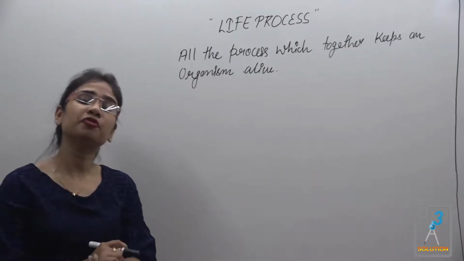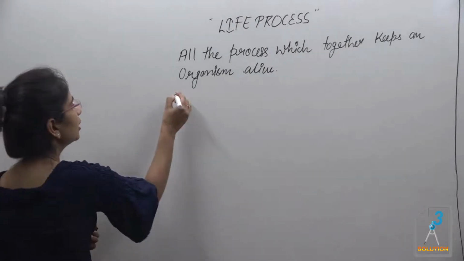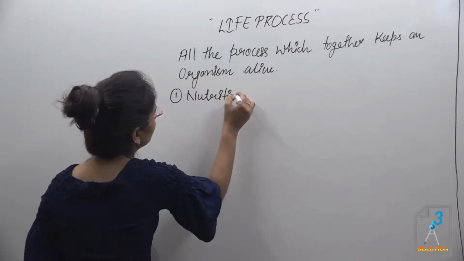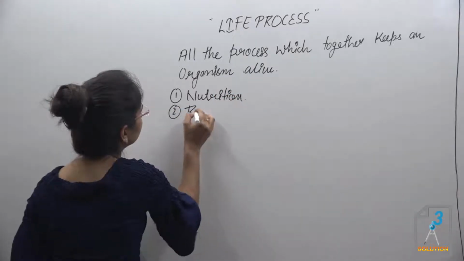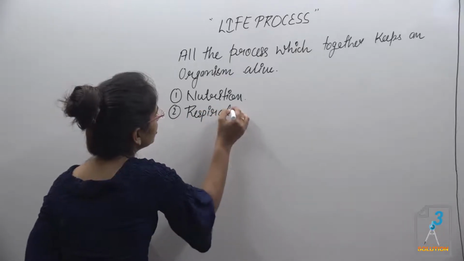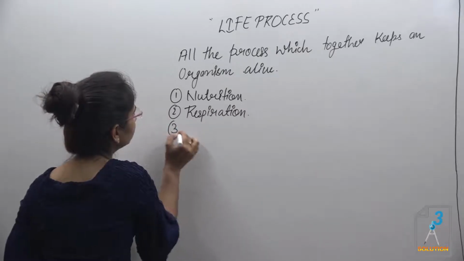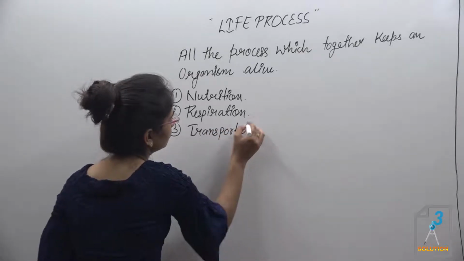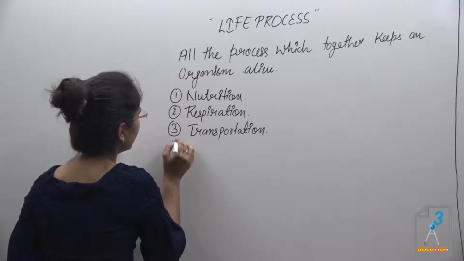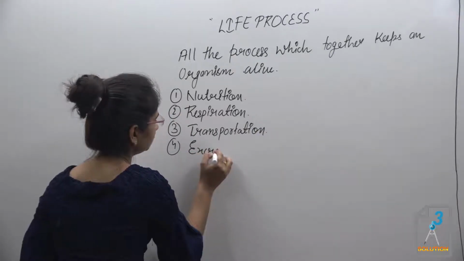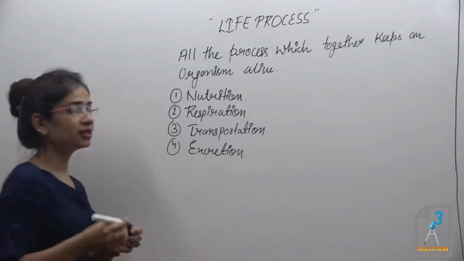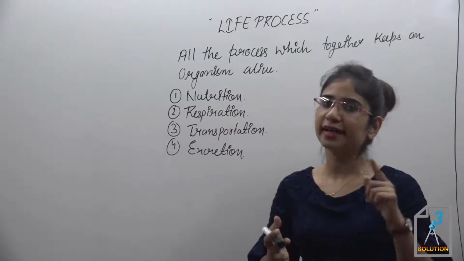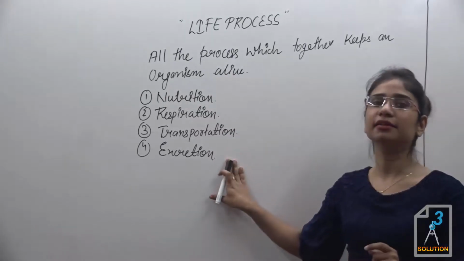So let's discuss what the different life processes are. The first life process is nutrition. The second life process is respiration. The third life process is transportation, and the last life process is excretion. It's very simple to us that there are four basic life processes: nutrition, respiration, transportation, and excretion.